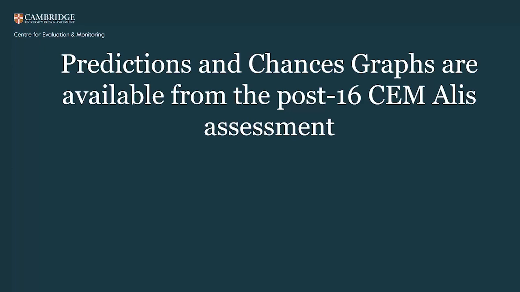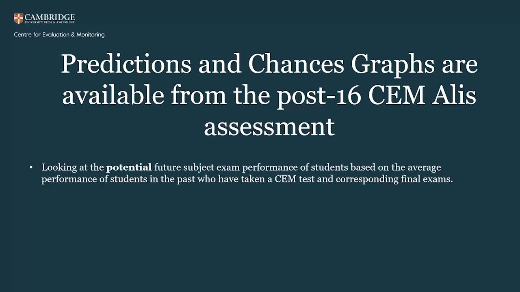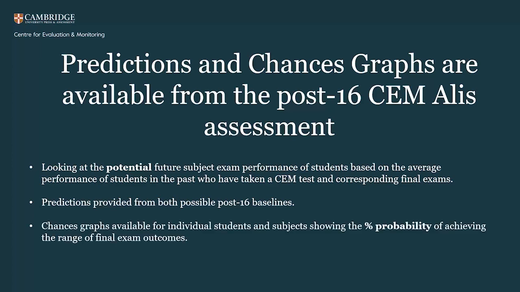And then moving on to predictions. So predictions and chances, we're looking at potential future subject exam performance, and we're going to look at that based on the average performance of those students in the past who have those two common data points. They've got a Chem assessment result and they've got a corresponding final subject exam result as well. Predictions are available, as we said, from both baselines, so you can get them from the average GCSE as the baseline and the online adaptive test as the baseline. And chances graphs show the percentage probability of a different exam outcome for the student.